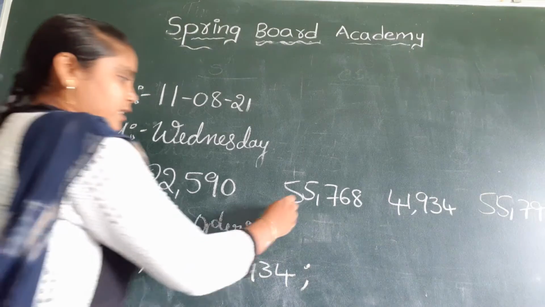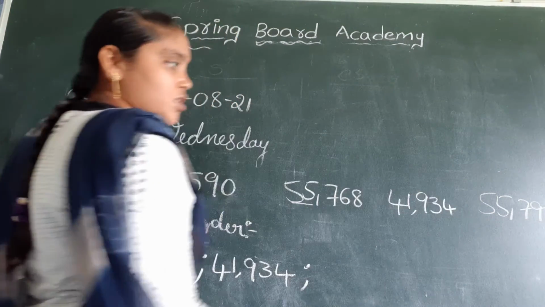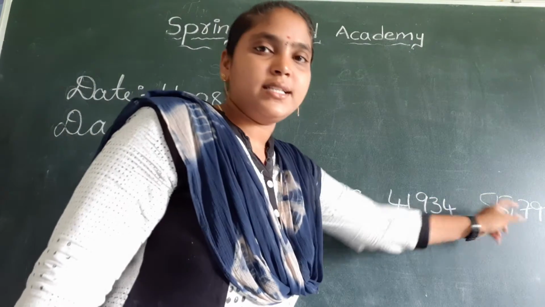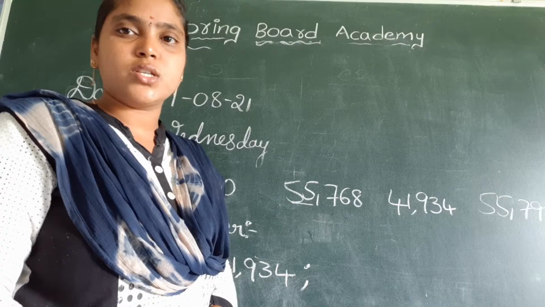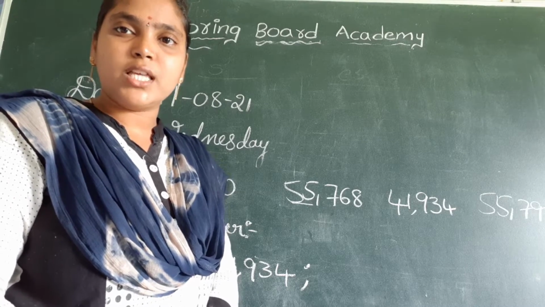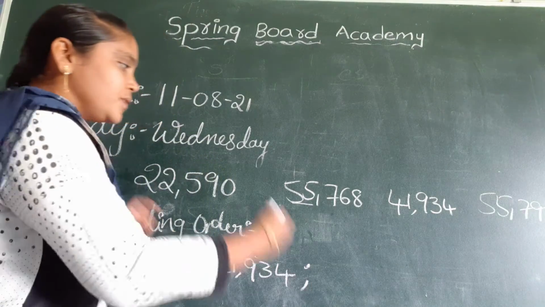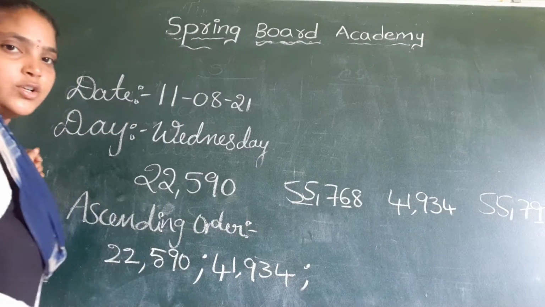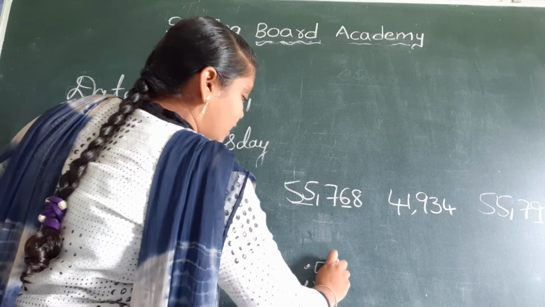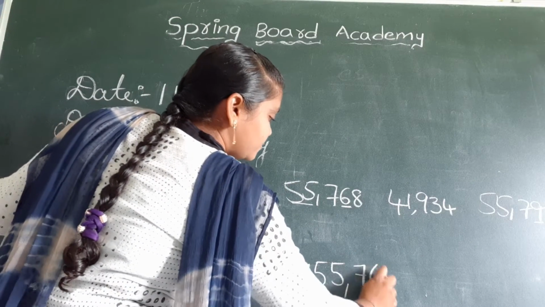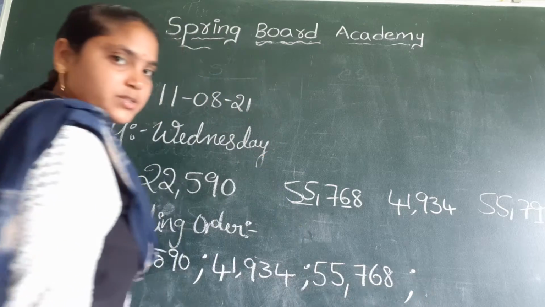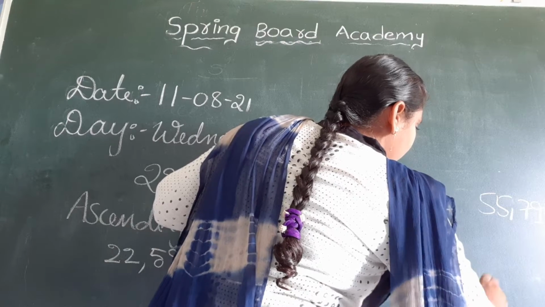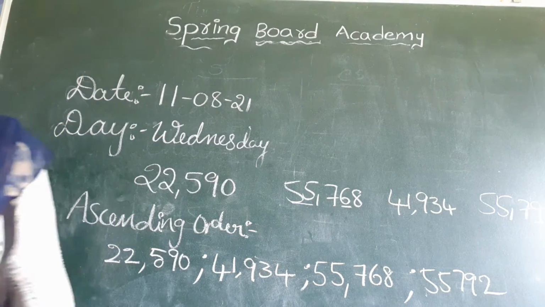41,934 and then it's 55,000 and here also 55,000. So check it children, hundreds, 700 and 700. So hundreds are also the same. So how can we identify which one is smaller and which one is bigger children? So check the tens place. 6 tens and 9 tens. We know that 6 tens is smaller. So here 55,768 and then 55,792.